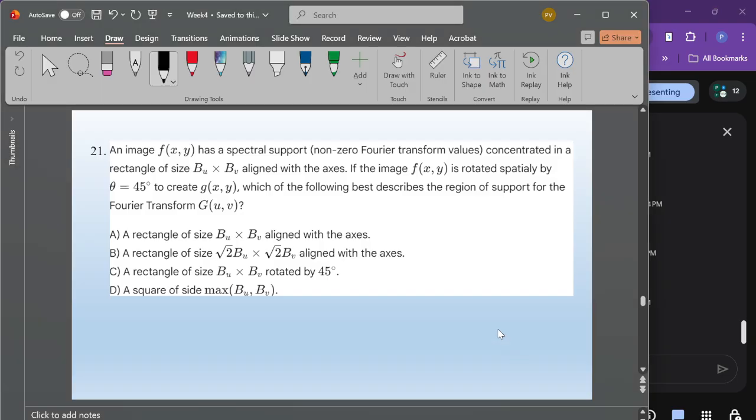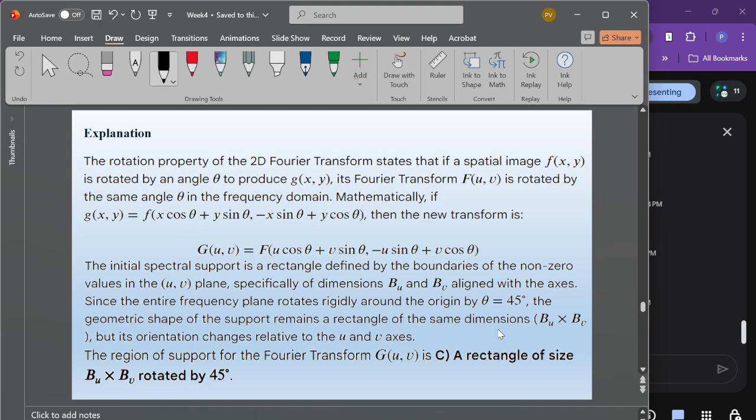Okay, so let's see the solution here. The rotation property of the 2D Fourier transform states that if a spatial image f of x comma y is rotated by an angle theta to produce g of x comma y, its Fourier transform F(u, v) is rotated by the same angle theta in the frequency domain as well. Mathematically, g of x y is equal to f of x cos theta plus y sin theta, minus x sin theta plus y cos theta.